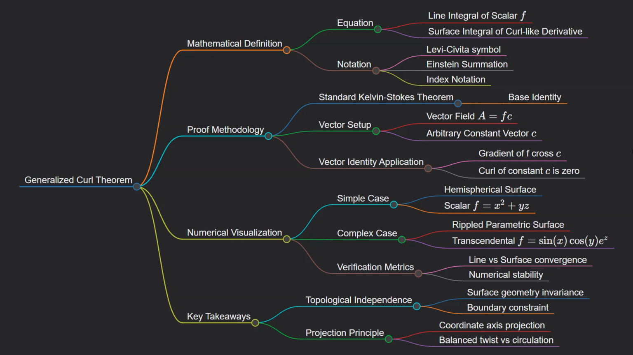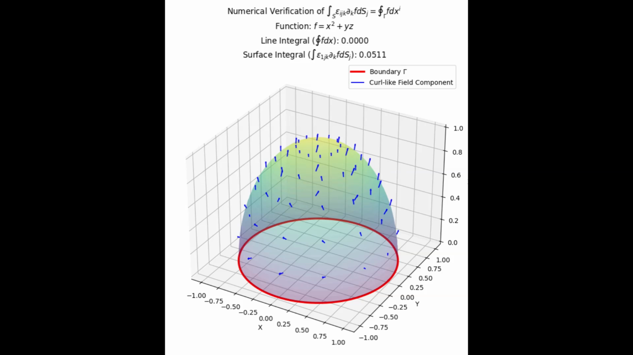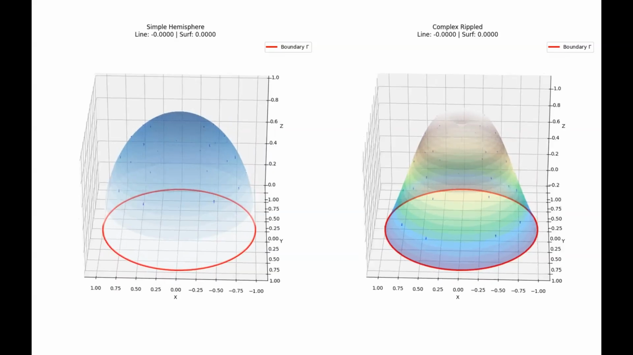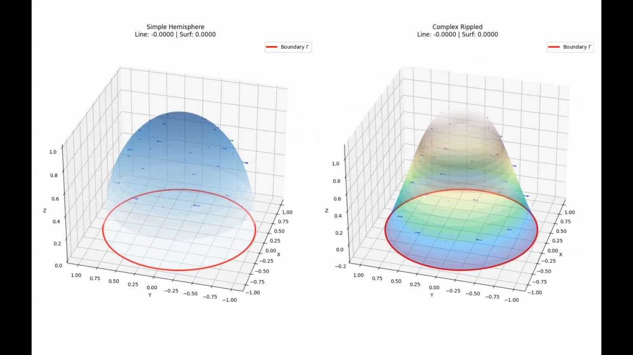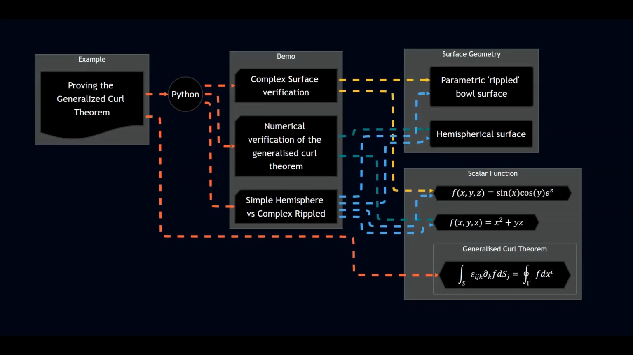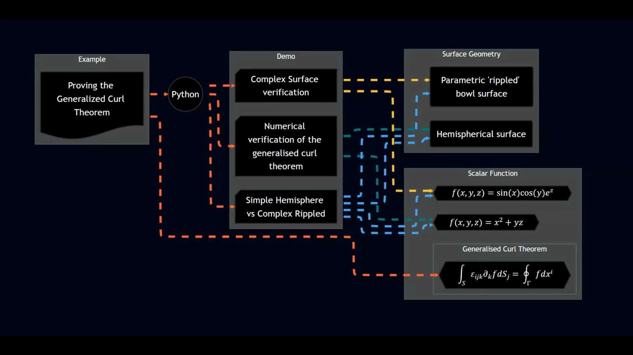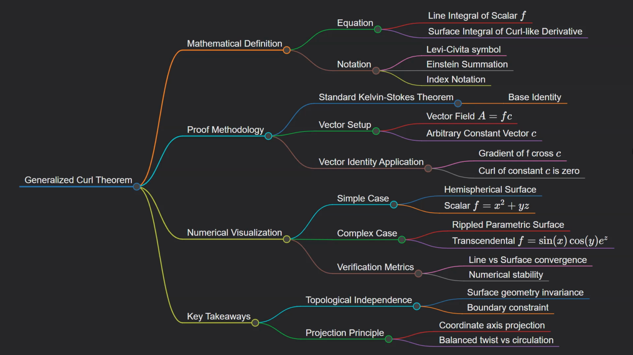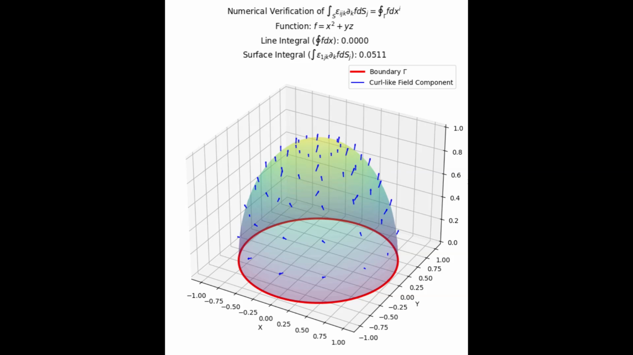The stress test. The rippled bowl. One might wonder, does this balance only exist because the dome is smooth? To find out, we replace the hemisphere with a rippled bowl, a jagged, complex surface that rises and falls unevenly. We also swap our simple function for a much more volatile one, where values oscillate and grow rapidly in every direction. This forces the needles of the surface integral to change direction and intensity at every point. Remarkably, the theorem holds. The jaggedness of the surface and the complexity of the function do not break the connection. The total sum across the rippled landscape still matches the boundary line exactly.